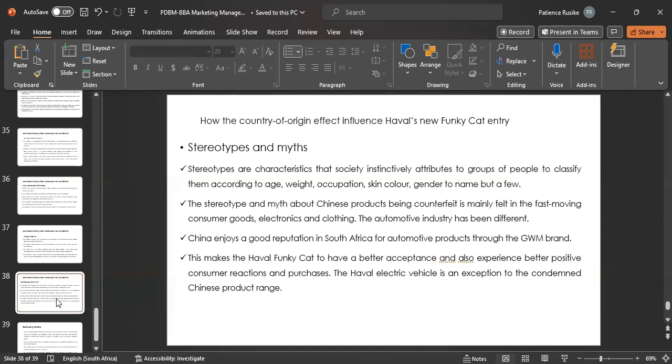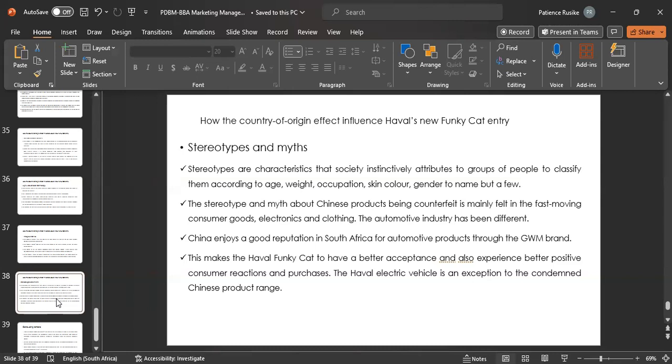Right? So the stereotype and myth about Chinese products being counterfeit is mainly felt in fast-moving consumer goods, electronics, and clothing. I think in fast-moving goods and electronics, there are a lot of issues that came out, especially for Chinese products. They'll tell you if you buy a shoe made in China, it doesn't take 7 days for it to get damaged. But when you talk about the automotive industry, in the context of China, you'd realize that it is a different reputation. China, when it comes to the automotive industry, has been known for producing quality products. So China enjoys a good reputation in South Africa for automotive products through the GWM brand.